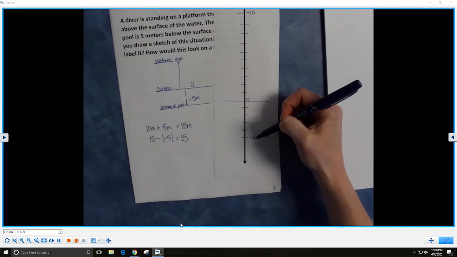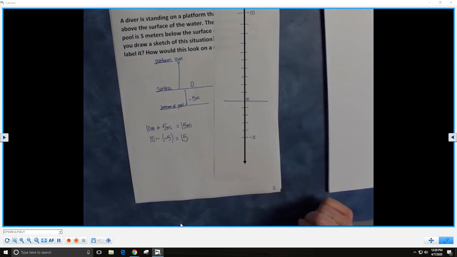Did anyone get 5 meters? Did anyone say 10 take away 5? Does a distance of 5 meters make sense in this situation? If you said 10 take away 5, what was your misunderstanding?